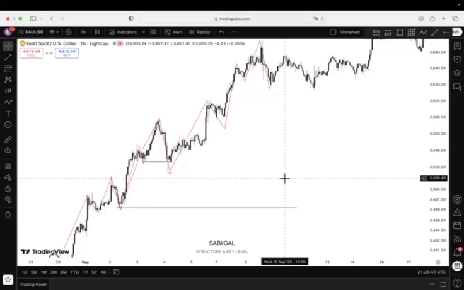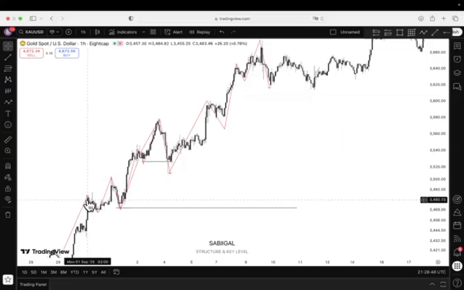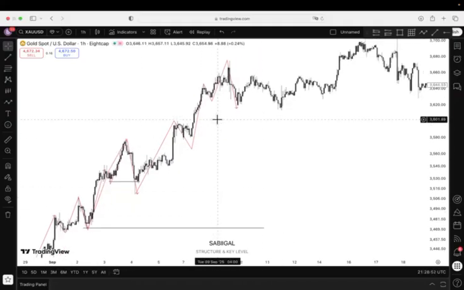So don't be deceived by one break of structure. It's always two in the advance. Now let's continue. And you can see that even here, okay, we had another one. Even here as well, the first guy got taken out too.